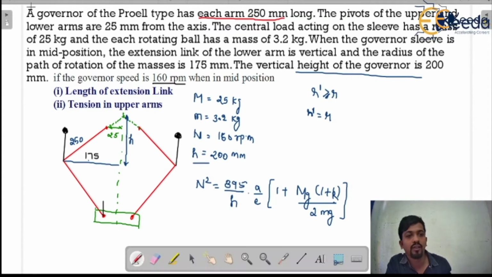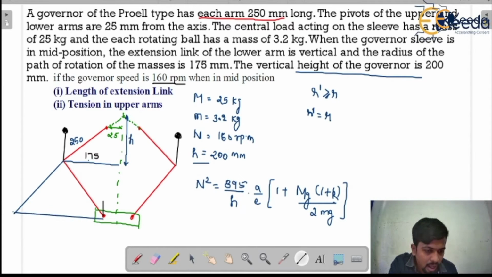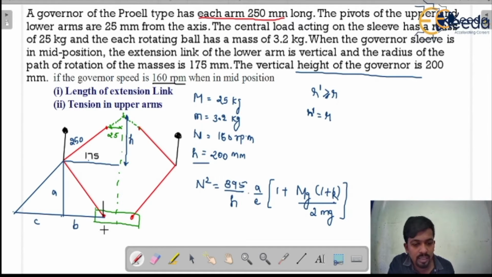So for finding out the value of e, we have to complete the Proell governor diagram. So this is the instantaneous center, okay, and this is the length a. This is a, this is c, and this is b, and we all know this distance is 25 mm because it is the offset, 25 mm.